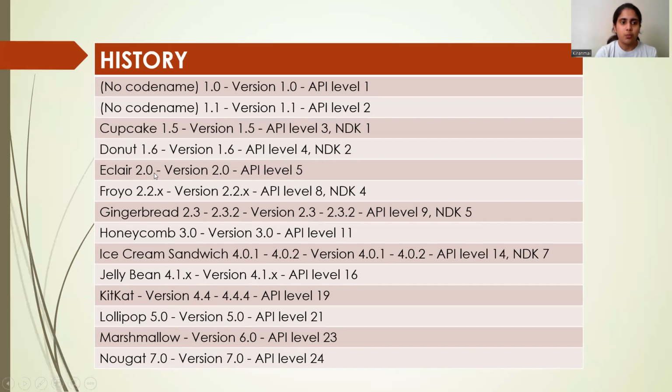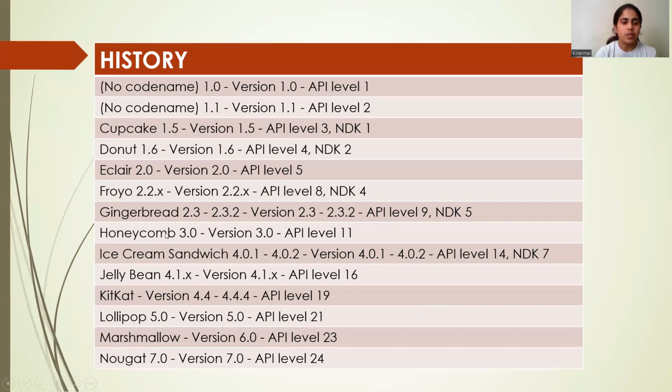Coming to Android 2.0, its codename is Eclair, and the API level is 5. Android 2.2.x versions, the 2.2 extension versions, are Froyo. The codename is Froyo, the API level is 8 and NDK 4. Coming to Android 2.3 to 2.3.2, the codename is Gingerbread, its API level is 9, and its NDK 5.